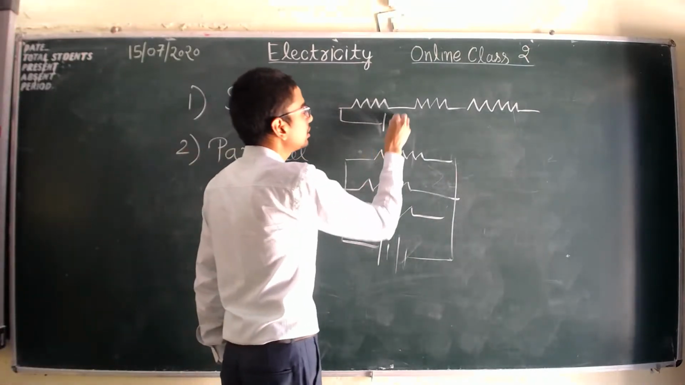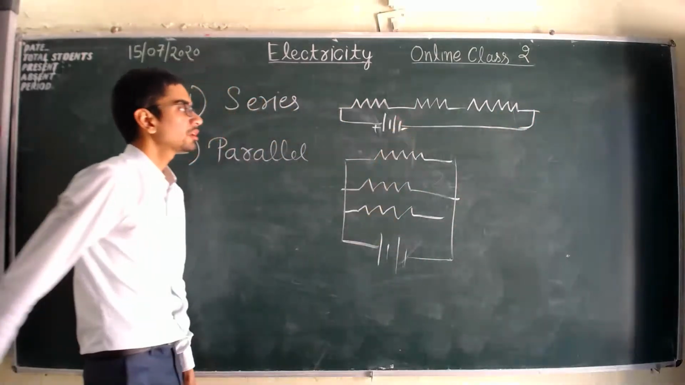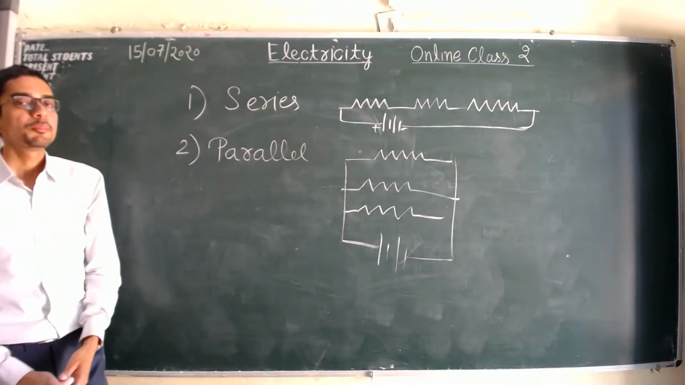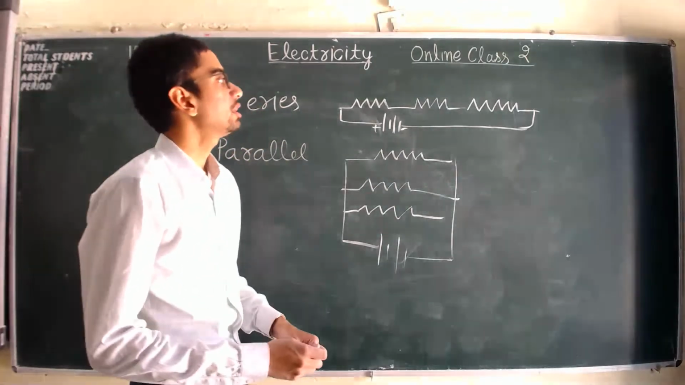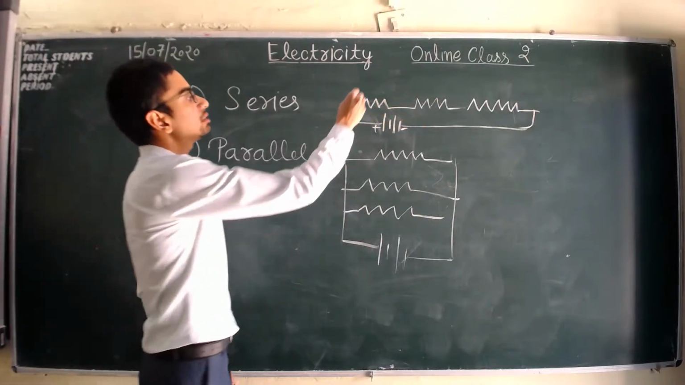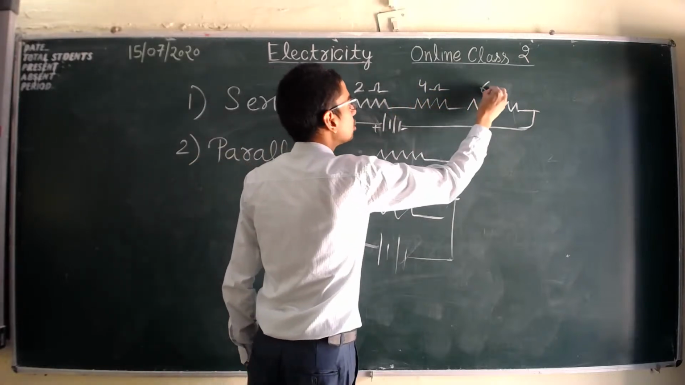You all connecting battery. Okay, you understand what is the difference between series and parallel combination. Now you have to study what will be the equivalent resistance. For example, this is 2 ohm resistance, this is 4 ohm and this is 6 ohm.